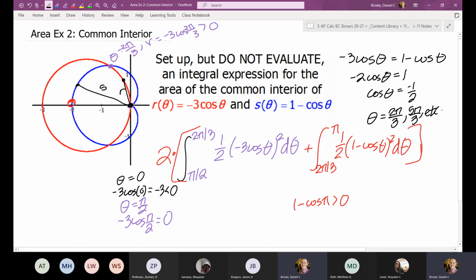Where did that change happen? That happened at 2 pi over 3. Normally we're used to going from the graph down to the x-axis. Now we're always going to go from the graph into the polar origin. Okay. Anyone at home have any questions about that problem?